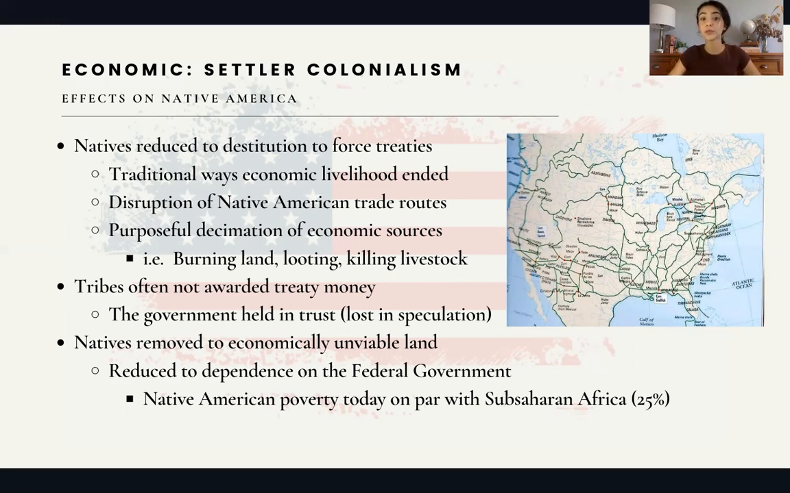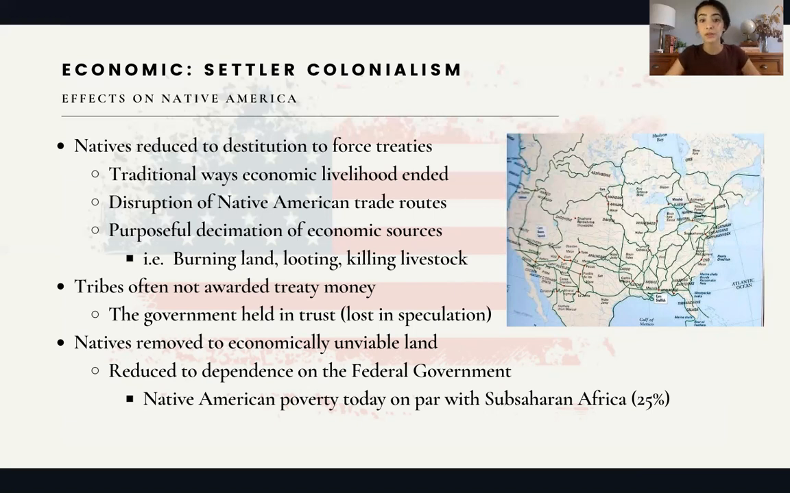Also, Native Americans were removed to economically unviable land through the reservation system. So, land that had resources on it, could be cultivated, was taken or specifically put aside by the US government, and everything else was given to the Native Americans. But we know later on that the US government continues to encroach on Native American land because they realize that, oh, actually, there's resources on that land we didn't know about.